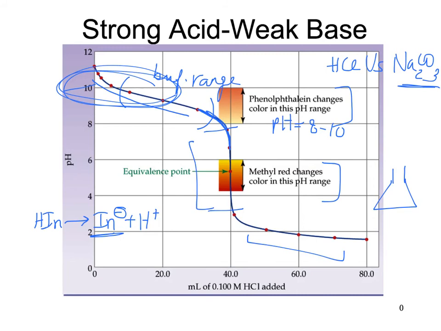On the other hand, if you consider methyl red, that changes color between 4.2 to 6, and that happens to line up with the equivalence point. So you would be able to track the reaction using methyl red as the indicator. In our previous case scenarios, we saw something different. So I'm going to take you back to that slide.